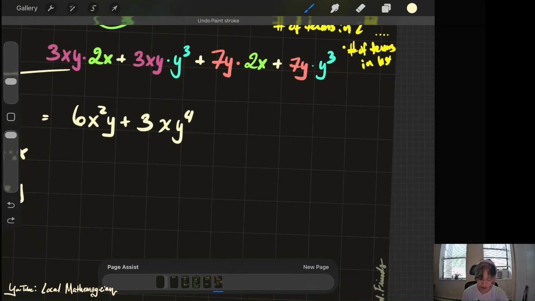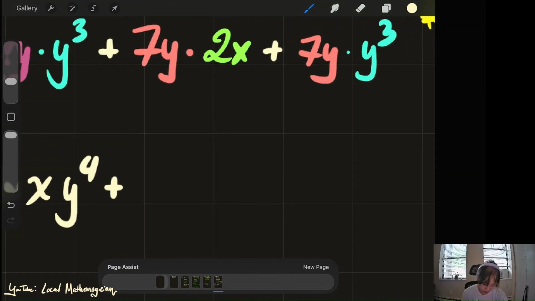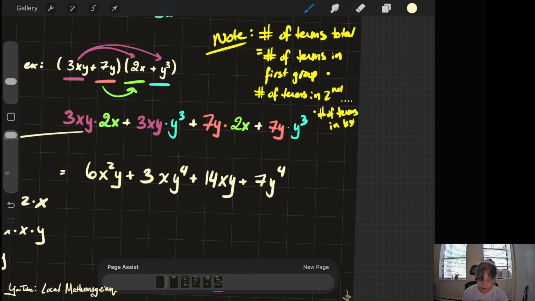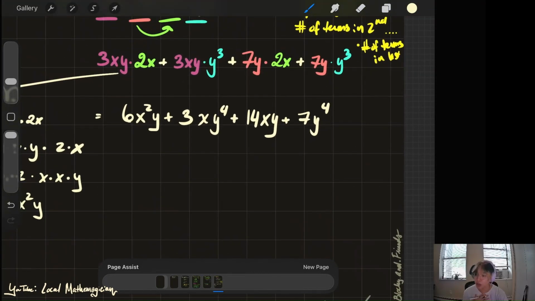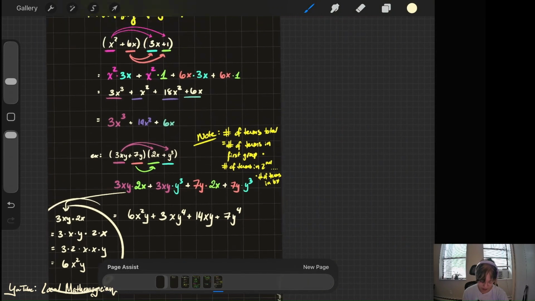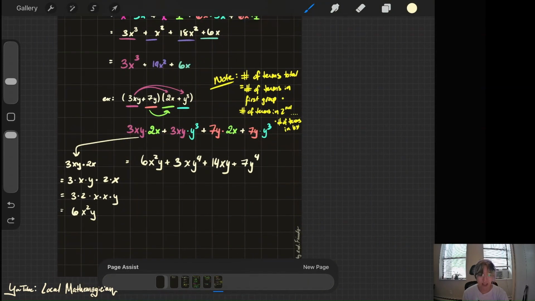And we do it again. 7 times 2 is 14. X times y is just xy. Let's do it again. 7y times y cubed is going to be 7y to the fourth. Okay? I'm able to do it fast because I have this as muscle memory. I don't even have to think about it. All right? And that's more or less it for multiplying polynomials. It's quite straightforward.